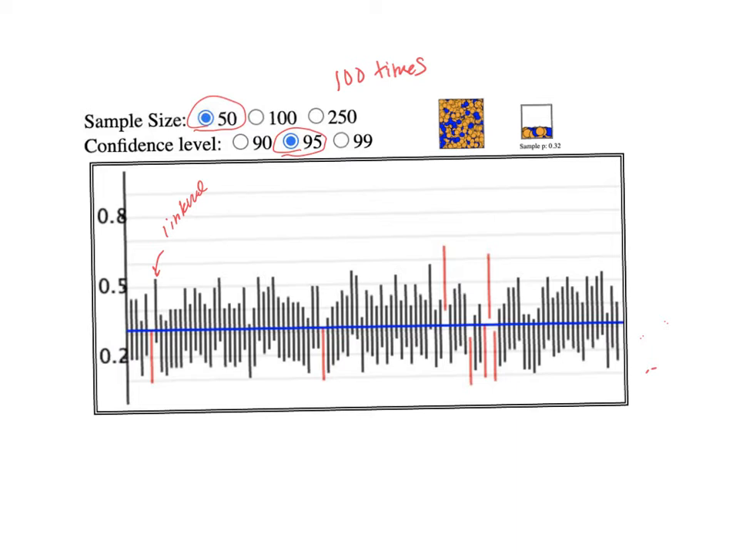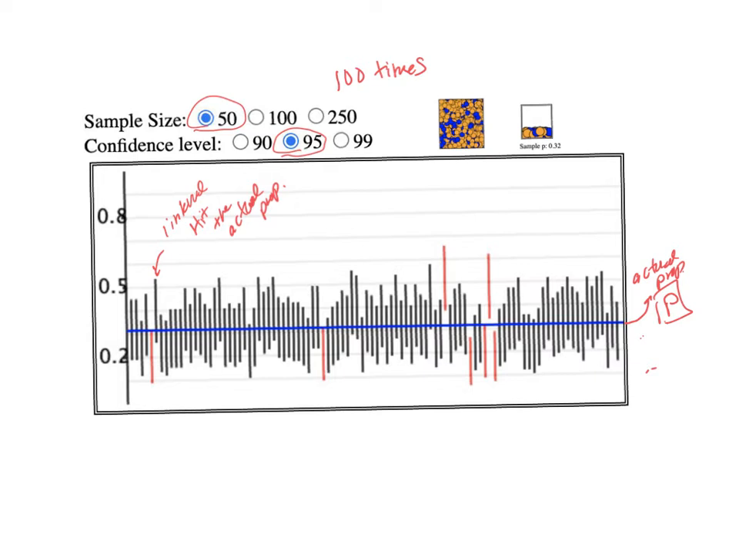Now, the black intervals indicate that we hit the actual proportion. And the actual proportion is the blue line here. So that's the p. In this case, it looks like it's somewhere a little over 30-something%. The black intervals, if you notice, all touch that blue line, which is the actual proportion. The red intervals are the ones that missed.